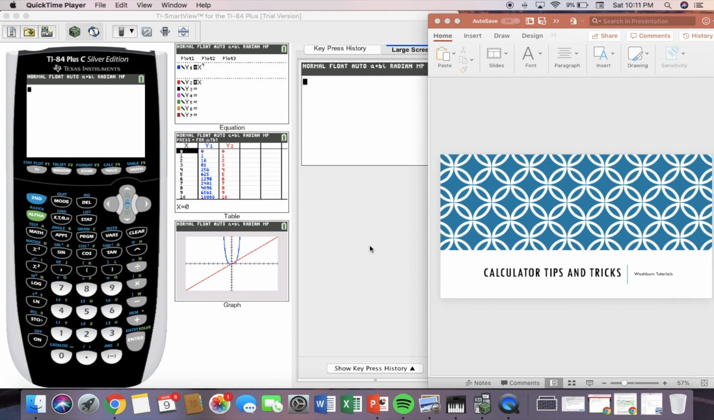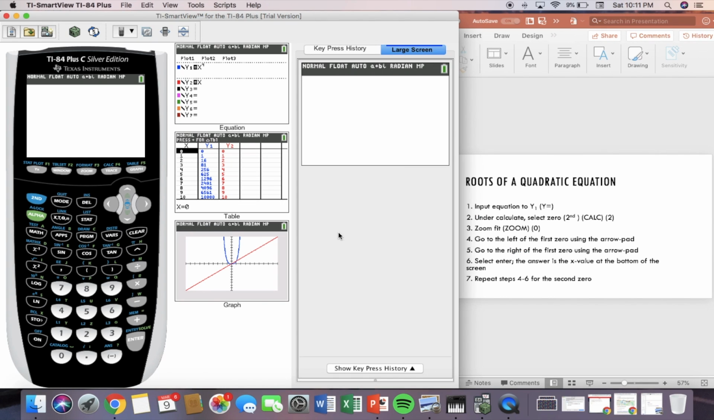Hello everybody. Today we're going to be going over some simple calculator tricks that will make your life a heck of a lot easier in classes like algebra and beyond. So the first one is how to get the roots of a quadratic equation.